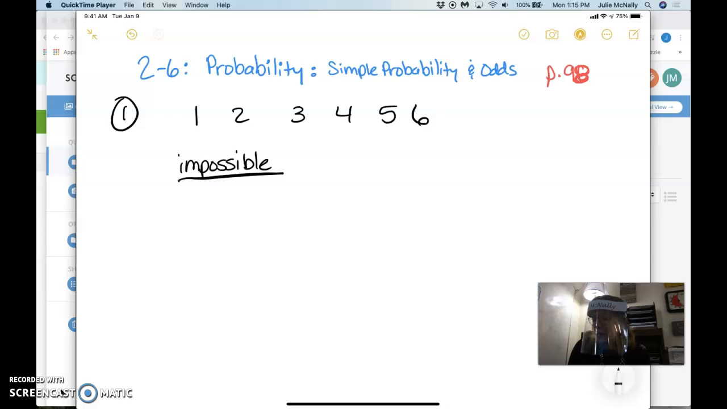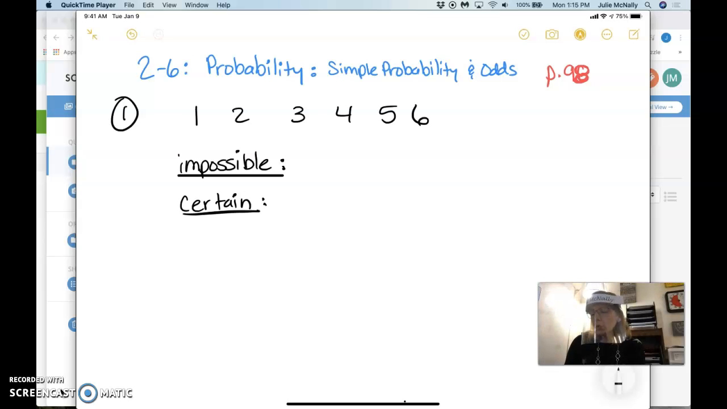What is it impossible to roll when you have a die? Rolling two 1s. Okay, if we just had one die, rolling two 1s would be impossible. That's true. What else would be impossible to roll? Rolling 20 would be impossible because a die doesn't have the number 20. Good. Okay, what would be certain to roll? 6. You are definitely going to roll a 6 if you roll long enough, and all the other numbers also.